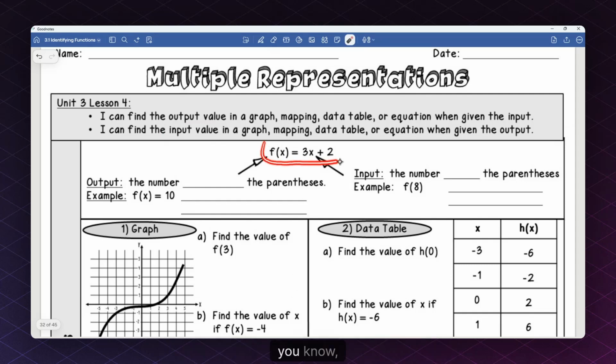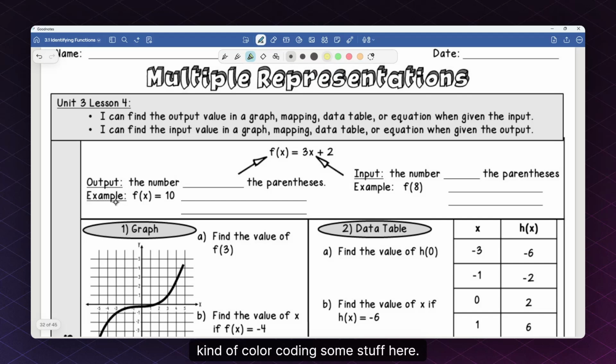A function is just a fancy style equation. It's got this kind of weird thing where it says f of x, and that's how we know it's written in function notation. Let's start color coding some stuff here. The output, remember, is this side. It's the f of x.